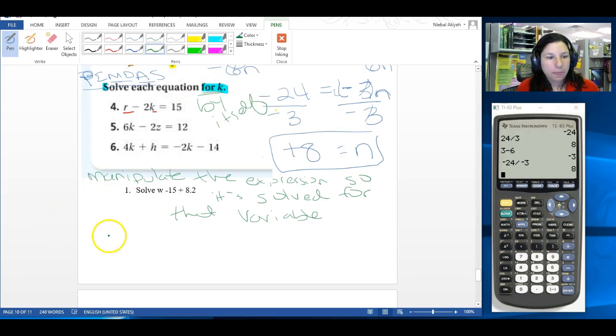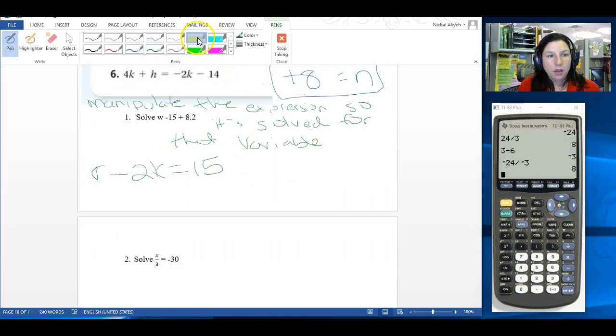So let's look. r minus 2k equals 15. And they want me to solve for k. So instead of this saying r minus 2k equals 15, I want it to say k equals something. I want the k to be all by itself. So I want to undo everything that's happening to it. What's happening to the k? It's being multiplied by a negative 2, and then they take that number away from r.